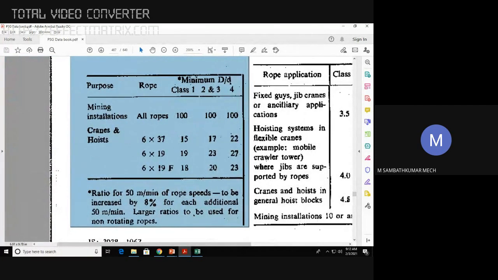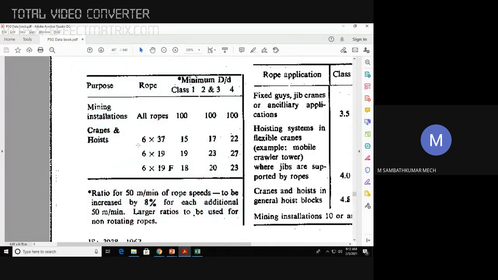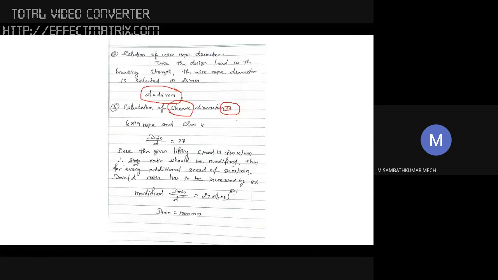Capital D by small d, that is D minimum divided by wire rope diameter. In this tabular column, you already chose 6 into 19 wire rope. For this you can select either class 1, class 2 and 3, or class 4. You can choose any one column, that is 19, 23 or 27. Here I am choosing 27. D minimum divided by d is equal to 27.